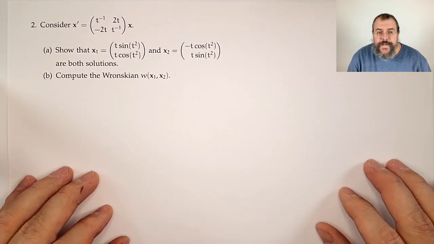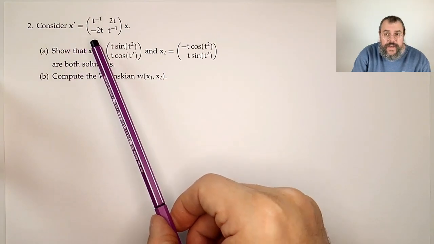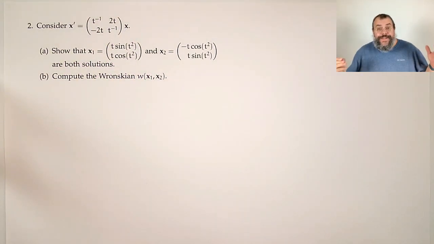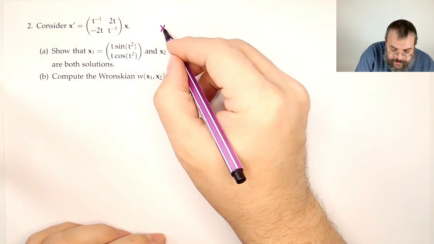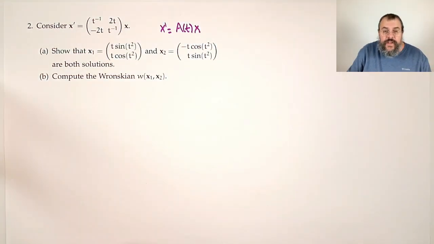Okay. And, what do we have here? Oh, something a little different. And we have x prime, and it's equal to a matrix times x. But now the matrix isn't just constants. There's also functions of t. In other words, this has the form x prime equals A of t times x.